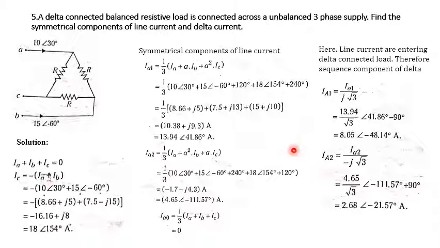Similarly for IA2, this is small IA2 divided by minus j root 3. Substitute this: minus j is nothing but minus 90, so when it goes to the numerator, it becomes plus 90. We get 2.68 at an angle of minus 21.57 degree amperes. Finally, I0 is 0 because small I0 is 0.